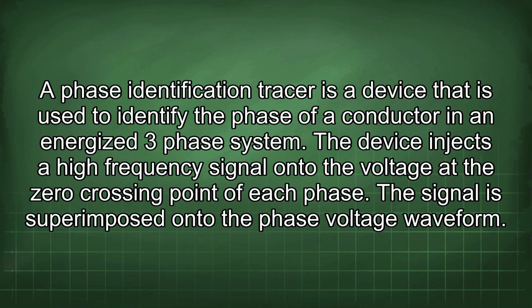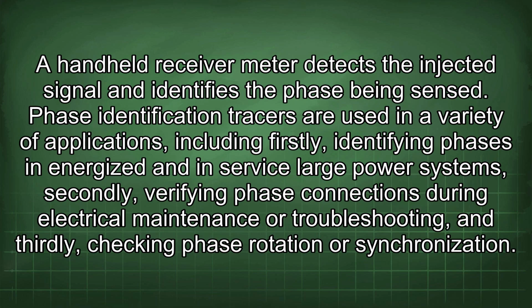A phase identification tracer is a device that is used to identify the phase of a conductor in an energized three-phase system. The device injects a high-frequency signal onto the voltage at the zero crossing point of each phase. The signal is superimposed onto the phase voltage waveform. A handheld receiver meter detects the injected signal and identifies the phase being sensed. Phase identification tracers are used in a variety of applications, including firstly, identifying phases in energized and in-service large power systems, secondly, verifying phase connections during electrical maintenance or troubleshooting, and thirdly, checking phase rotation or synchronization.